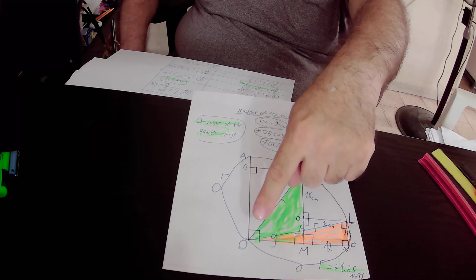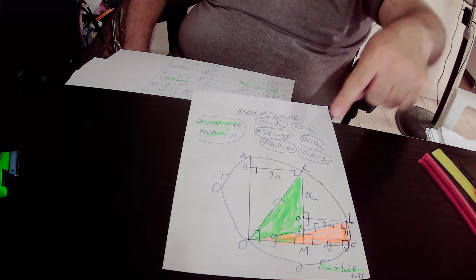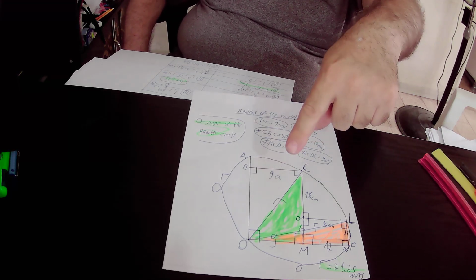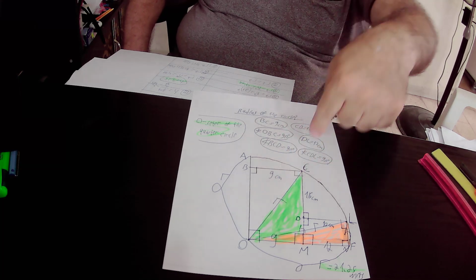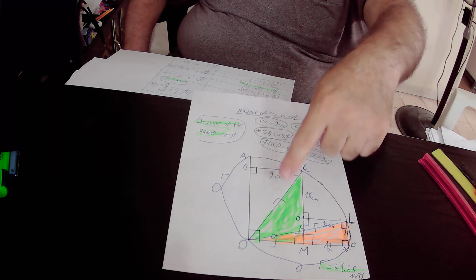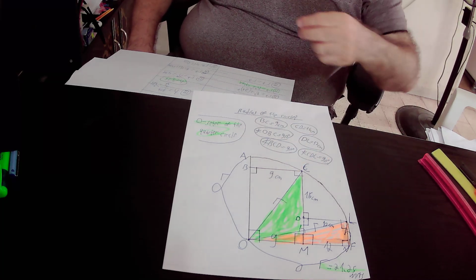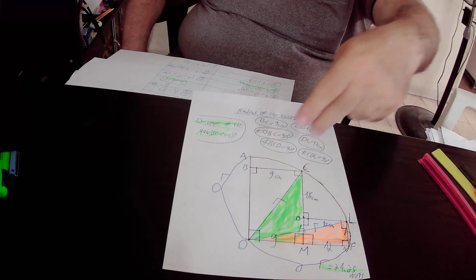Point O is the center of the quarter circle. Point C is the point of the quarter circle itself. Therefore, CO is the radius of the quarter circle, which is equal to R according to our definition. Then we implemented the Pythagoras theorem on the green triangle, triangle COM.